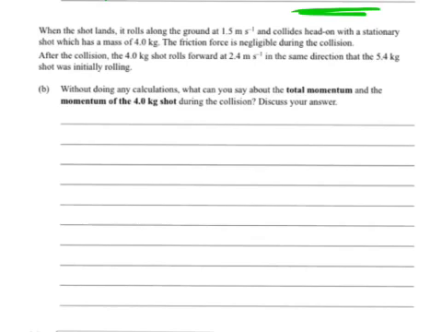After the collision, the 4 kg shot rolls forward at 2.4 meters per second in the same direction that the 5.4 kilogram shot was initially rolling. Without doing any calculations, what can you say about the total momentum and the momentum of the 4 kg shot during the collision? Discuss your answer. The total momentum, according to conservation laws, is always conserved. Total P is always conserved. There we go, so that's the main thing.